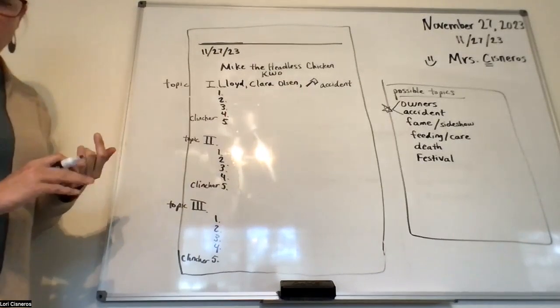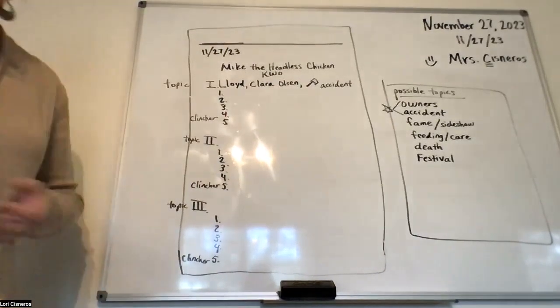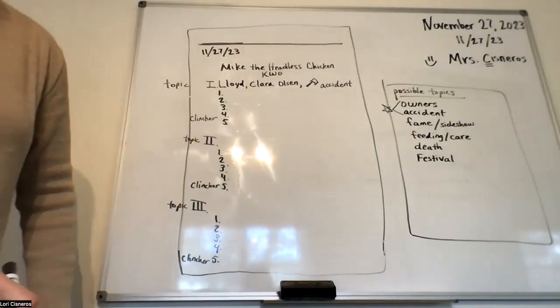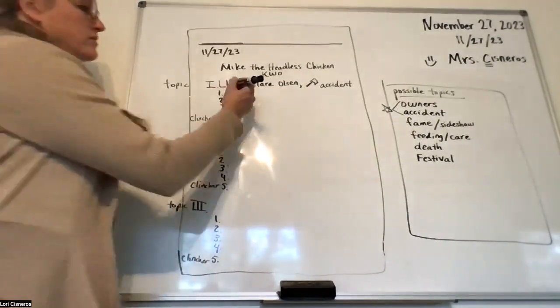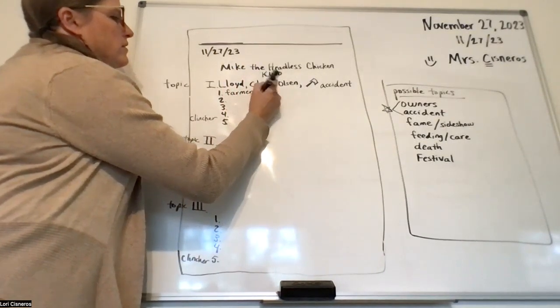All right, now with that topic, you look back into the article and find facts that support who these people are. We'll start with that and then how the accident happened. So what do we know about Lloyd and Clara? They're farmers. They butcher chickens.